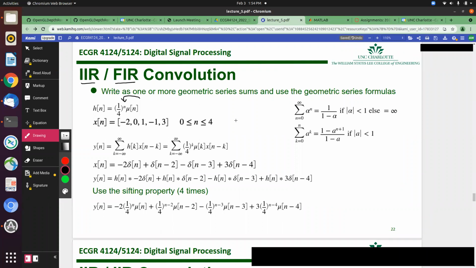It's got a u of n in there. That means it exists from time 0 onwards. This guy is infinite length. How about this guy here? That's finite for sure. I can count the values, and there are 5 of them because it goes from 0 to 4, 0 inclusive, right? So it means there are 5 in total.